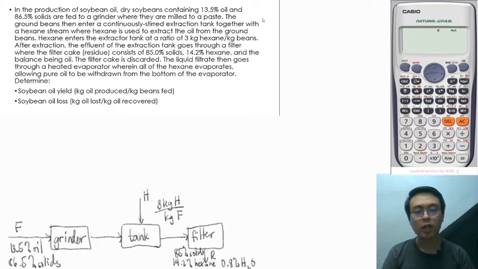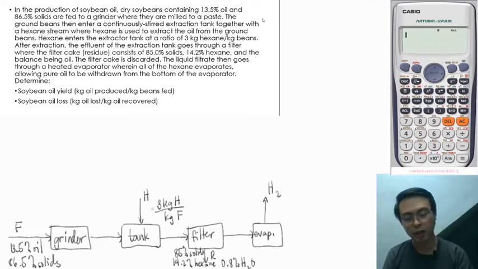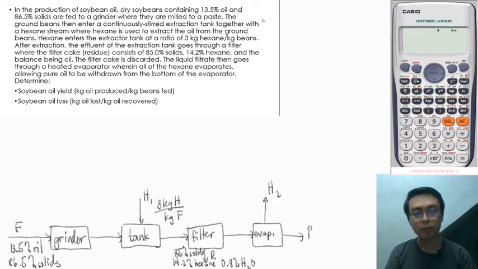So after filtration, we have obtained the solid parts, which is the residue. The liquid part would then enter the evaporator, from which you will be evaporating all of the hexane. So we will be calling this H2, the evaporated hexane, and the input hexane is H1, and the product of the process is pure soybean oil.